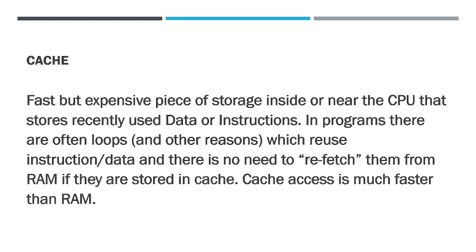Right, so cache. Cache is a fast but expensive piece of storage inside or near the CPU that stores recently used data or instructions. In programs, there are often loops and other reasons which reuse instructions or data, and there's no need to refetch them from RAM if they're stored in cache. Cache is much faster than RAM, so if we can store it in cache, it will speed up the fetch part of the fetch, decode, execute. And I'm going to show you an example in a second.